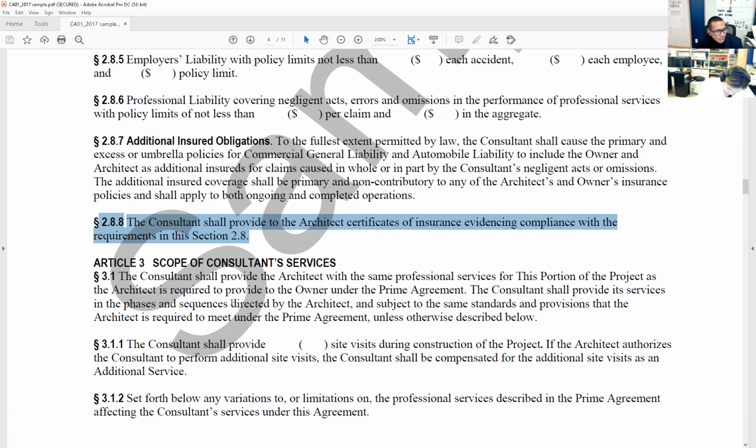So again, the consultant shall provide to the architect certificates of insurance evidencing compliance with the requirements in this section 2.8.